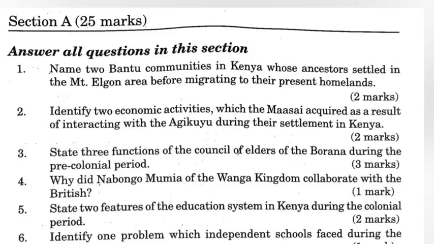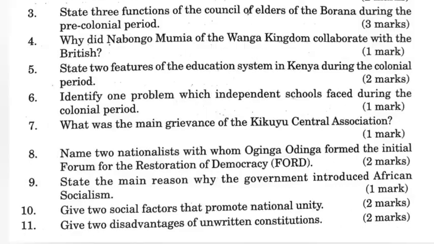Question 6. Identify 1 problem which independent schools faced during the colonial period. Number 1, lack of teachers. Number 2, lack of coordination among the schools. Question 7. What was the main grievance of the Kikuyu Central Association? Land alienation. Number 8. Name 2 nationalists with whom Oginga Odinga formed the Forum for the Restoration of Democracy.